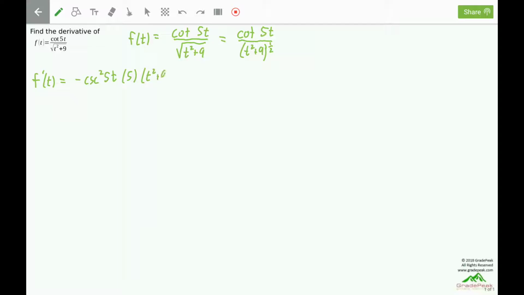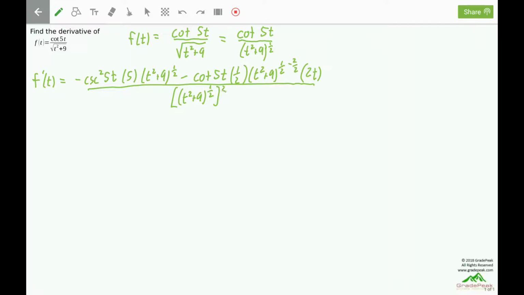Times the denominator left alone, and then minus the numerator left alone, times the derivative of the denominator, which is a power rule. We'll bring down the 1/2. Leave the inside alone. Subtract 1 from the power. I will call it 2/2, and then multiply by the derivative of the inside, which is a 2t. All of that divided by the denominator squared. So that's t squared plus 9 to the 1/2, and the entire thing squared.